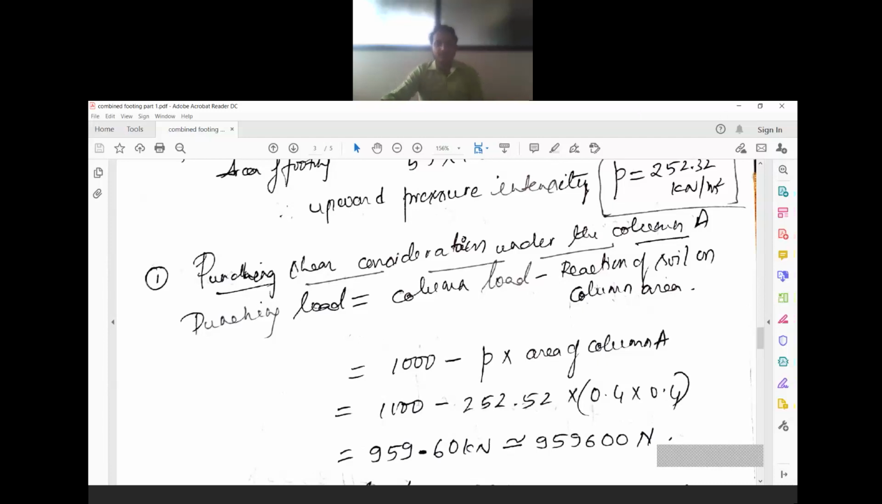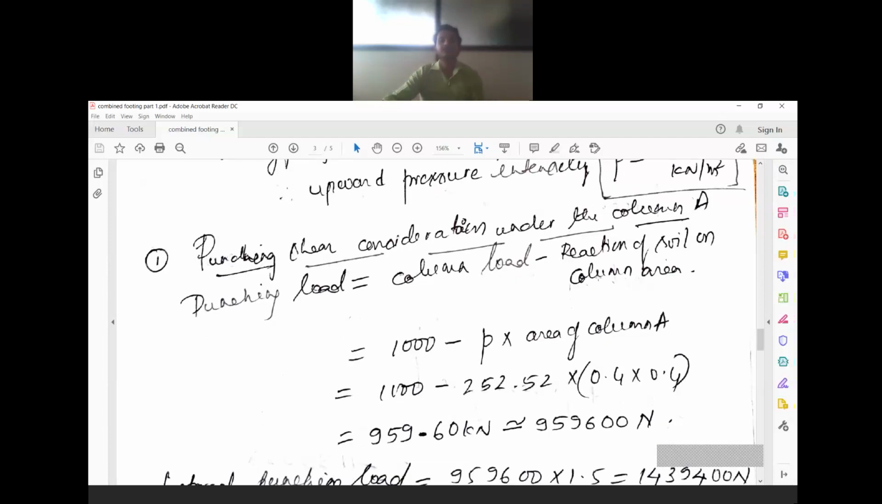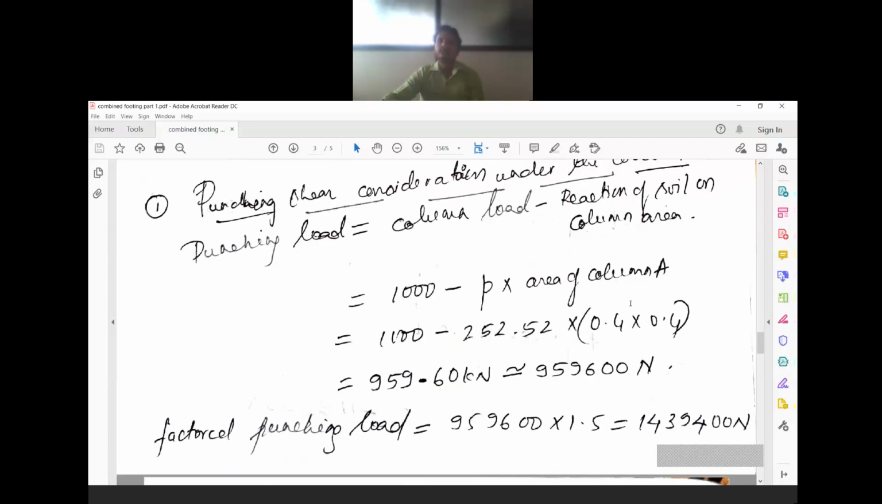Right, shall we continue? So, punching shear consideration under column A. We have to calculate how much punching load is coming on column A. For that we have a standard formula. Punching load is equal to column load minus the reaction of soil on the column area. That is, column load, 1000, minus the reaction of soil on the column area.